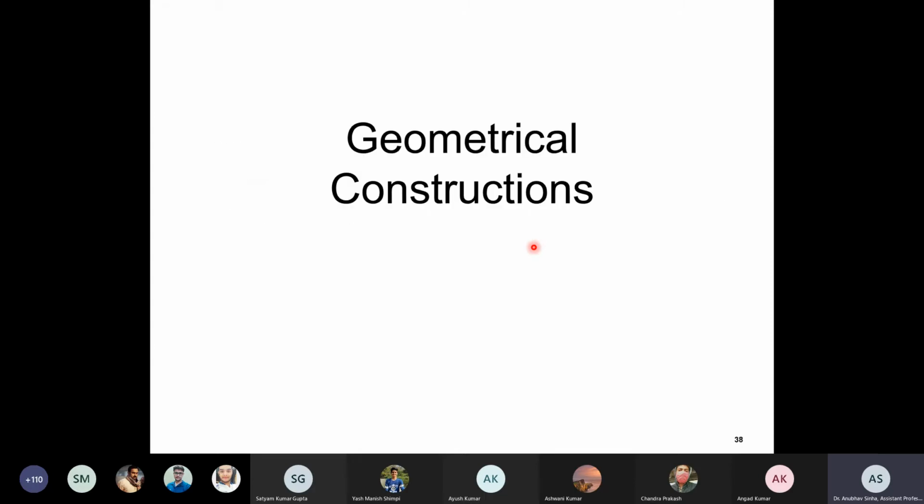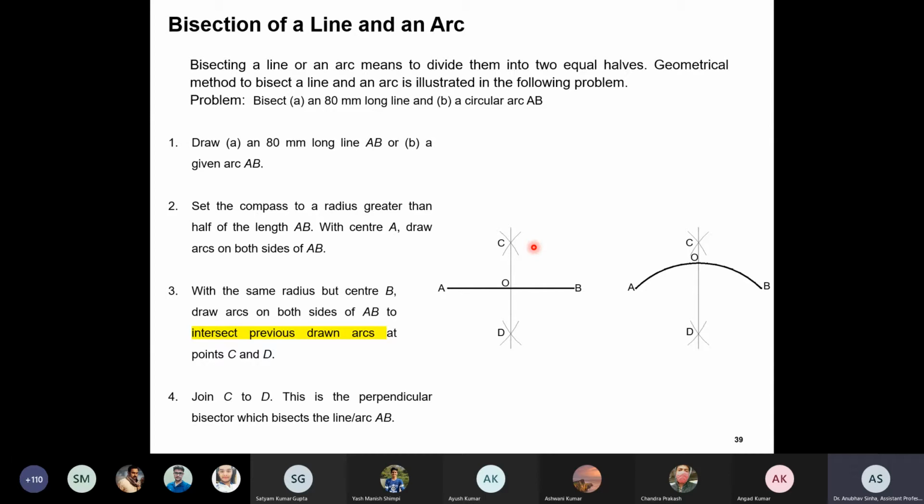Okay, let us go to construction. Let us look at some of the figures and how to make those constructions. So let us take some examples. First, the simplest example is how do you bisect a line or an arc? Basically you want to make two equal parts. So how will you do it? First, you draw that line using a scale, and then you take a compass. The compass radius should be more than half of this approximately, and put the compass at A.